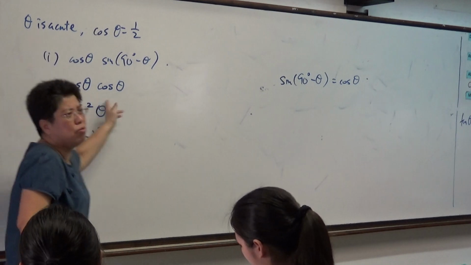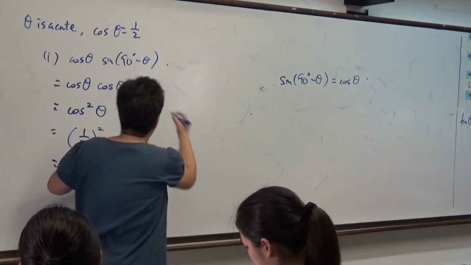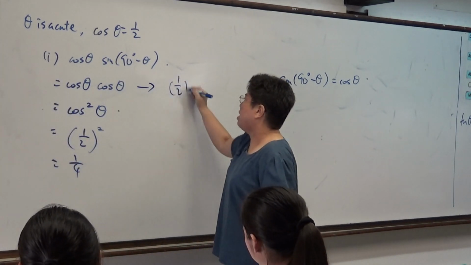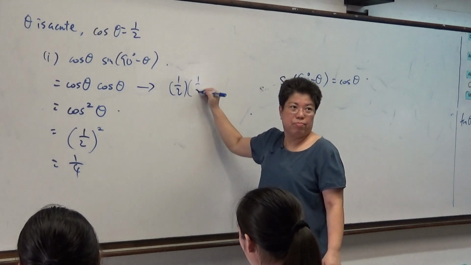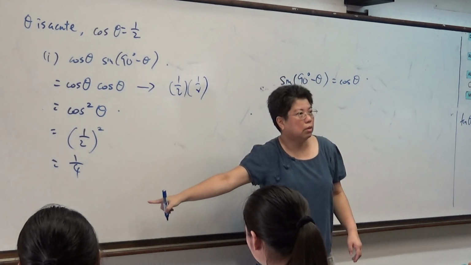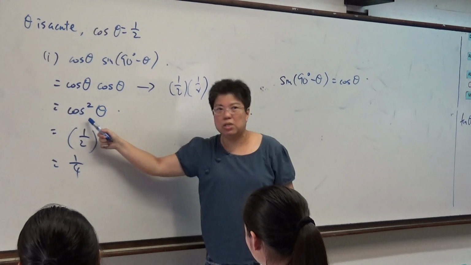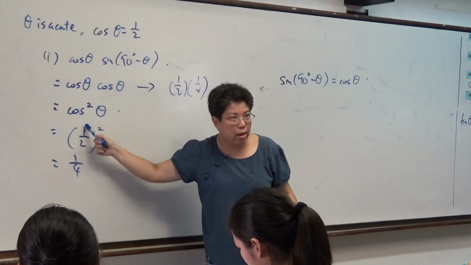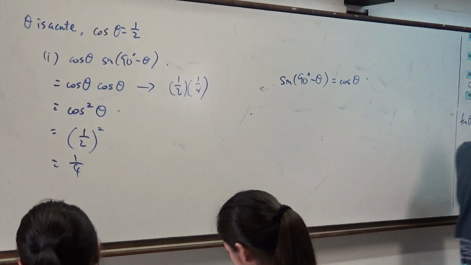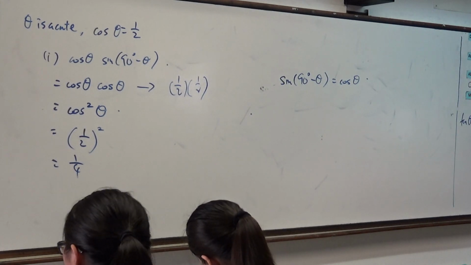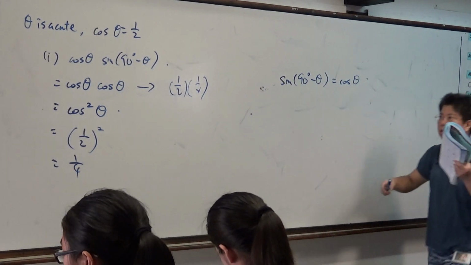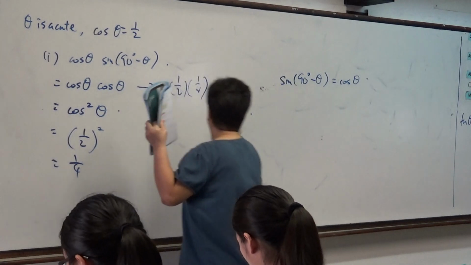If cosine cube, how? Write 3 times now. Or you can do it this way. Half times half. Also can. The answer is still 1 quarter. It doesn't matter. But I want you to get used to this notation. Would that be okay? Alright, so cosine square theta. But if you use cosine theta times cosine theta is also okay. It doesn't matter. Okay?